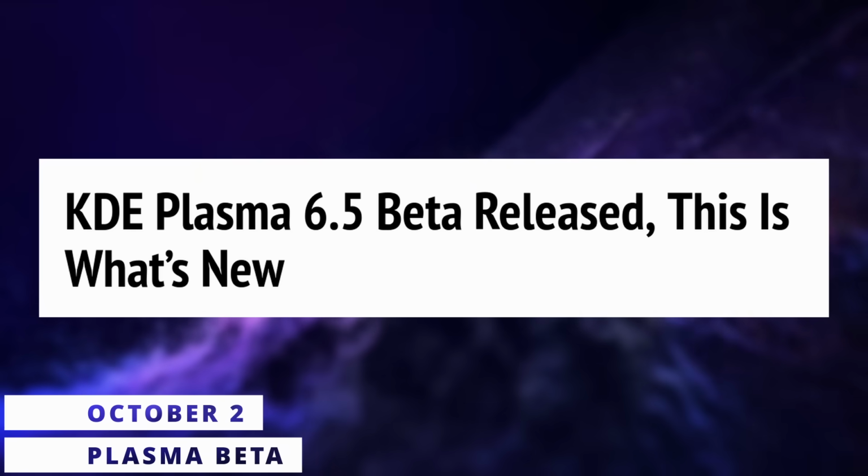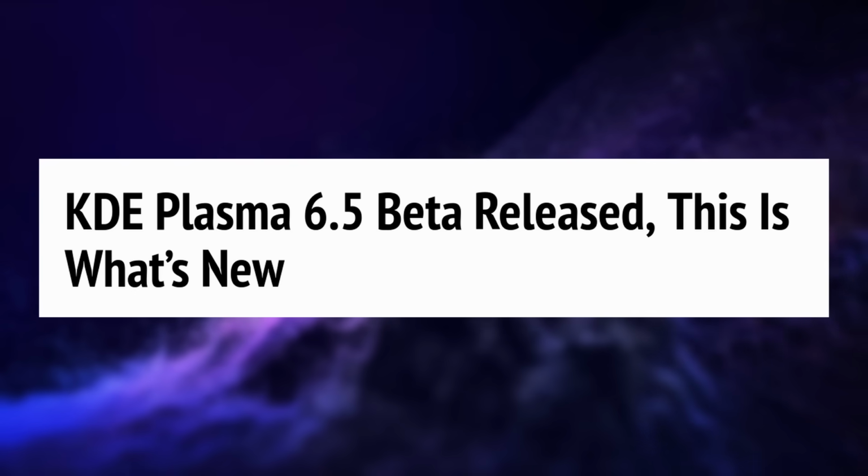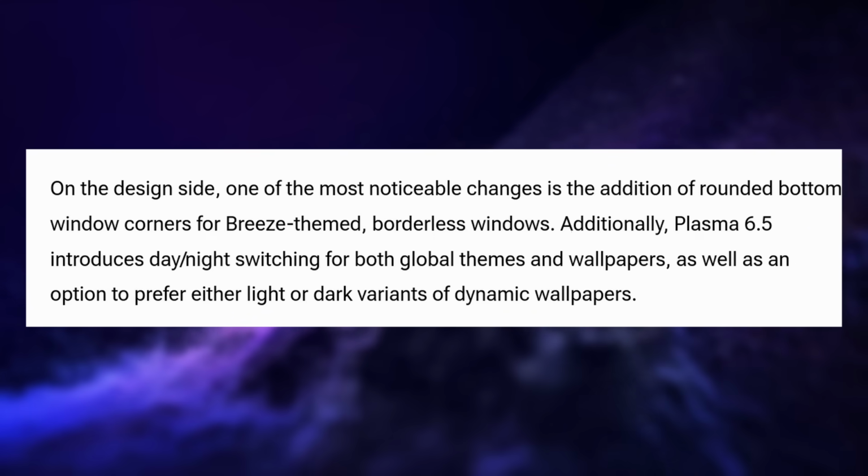Now, the KDE Plasma 6.5 beta was also released this week. The final release is still planned for the 21st of this month. Important changes include rounded corners on all windows, even at the bottom, with the usual KDE small radius. You'll be able to disable that, I'm sure. There's also day and night switching for global themes and wallpapers, so you can have your light mode during the day and your dark mode when the sun is out.